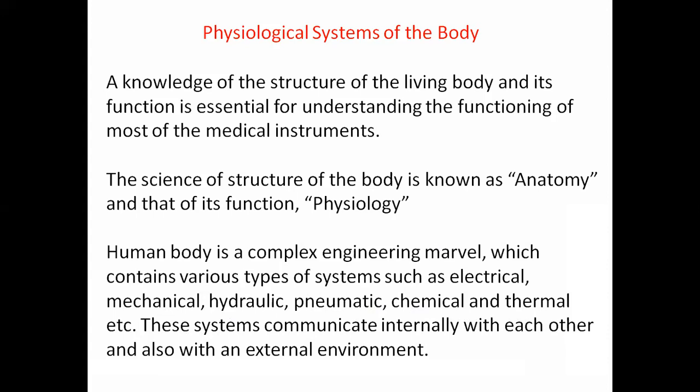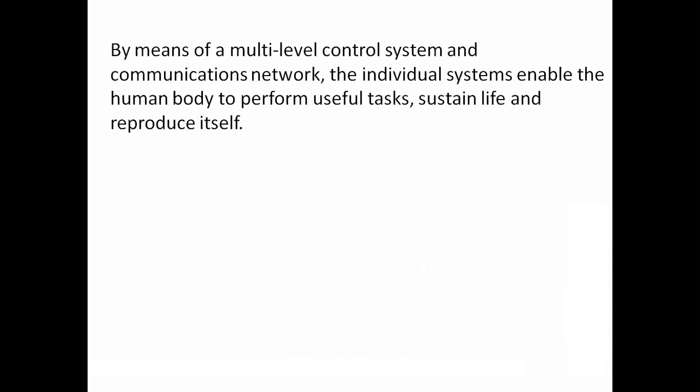These systems communicate internally with each other and also with the external environment. Suppose we have sensors; with these sensor systems, we can interact with the external environment. Similarly, we have a multi-level control system and a communication network. The individual systems enable the human body to perform useful tasks, sustain life, and reproduce itself.